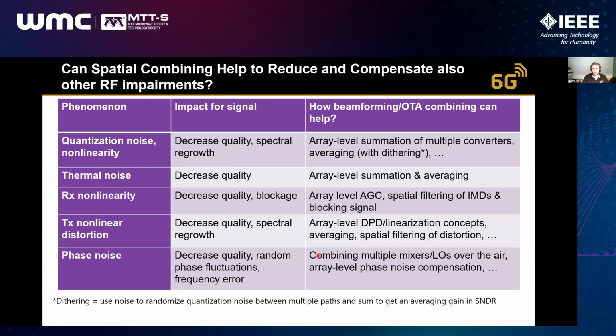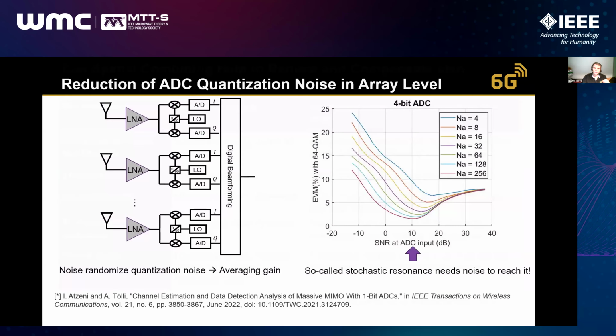Nonlinear distortion we talked about, but also phase noise. If we have independent local oscillators in individual antennas, we can benefit from the averaging effect because there are differences in the bands. So similar thinking applies. Maybe the differences are a little bit different in different RF impairments, but the same kind of effect is there. I will show you a few examples. One example is reduction of ADC quantization noise at array level.